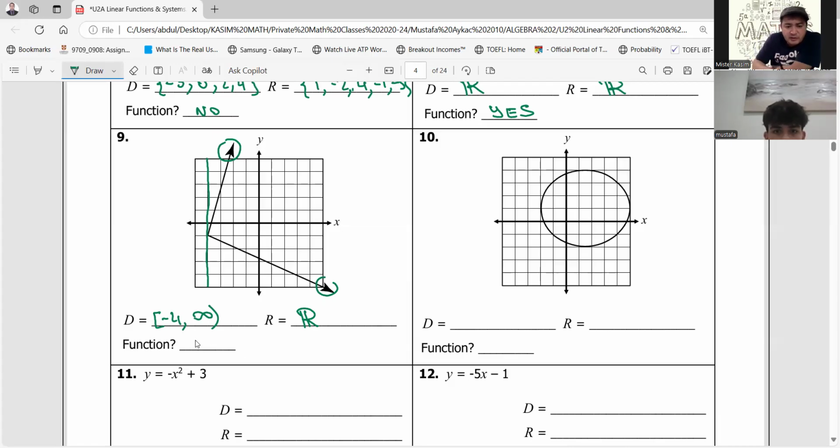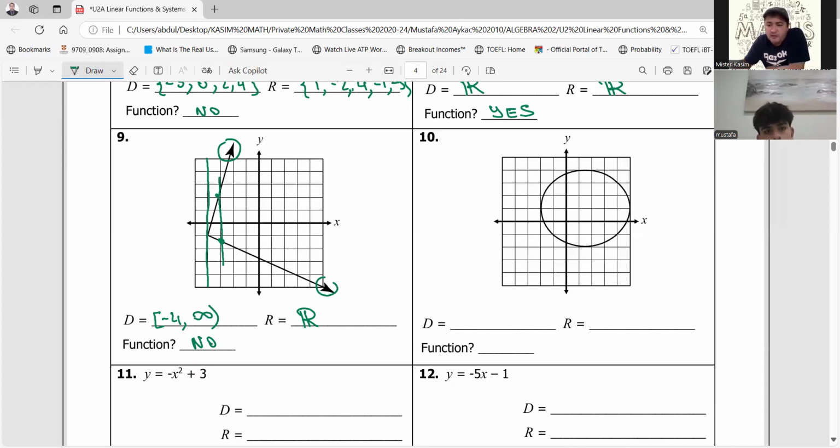Is it a function? No. Why? Because if I draw a vertical line here, right, it fails the vertical line test. I have two intersection points. That's why it does not represent a function. All right, now look at question 10, Mustafa.